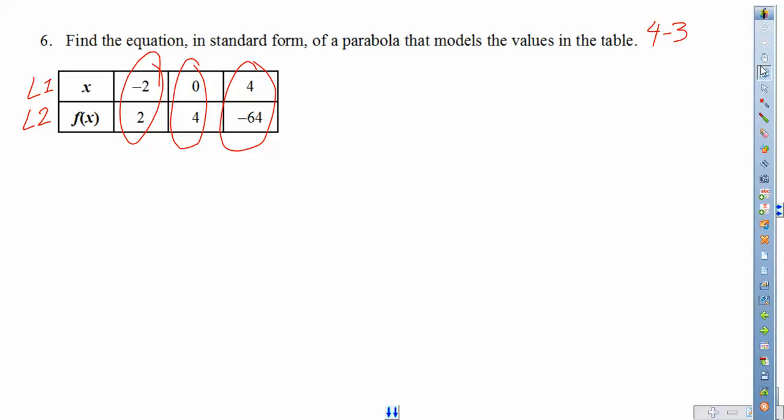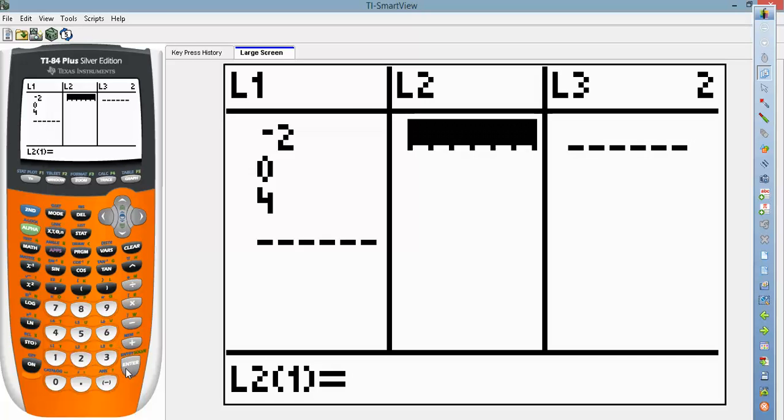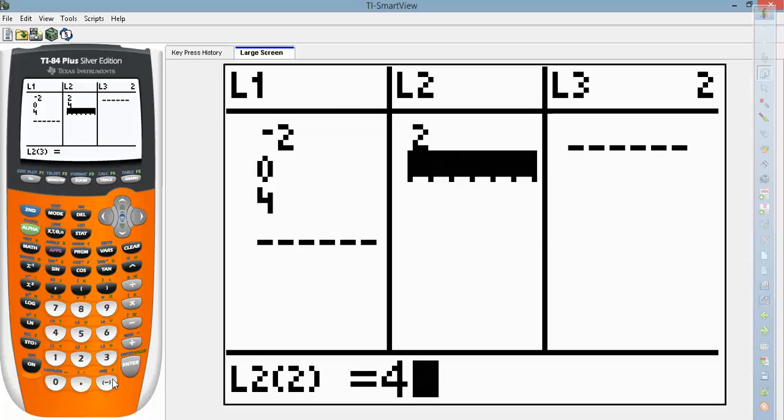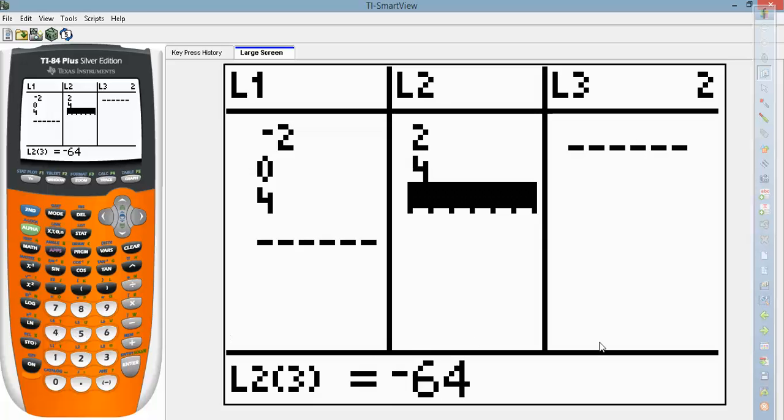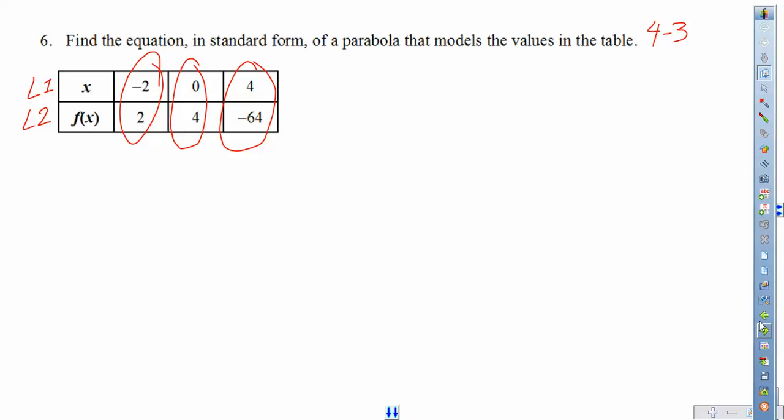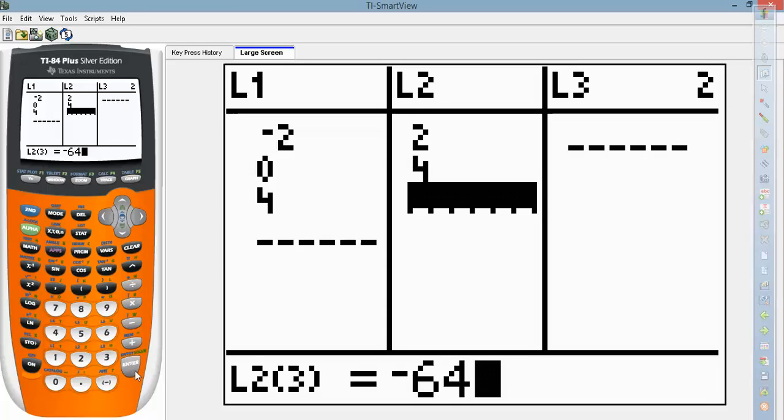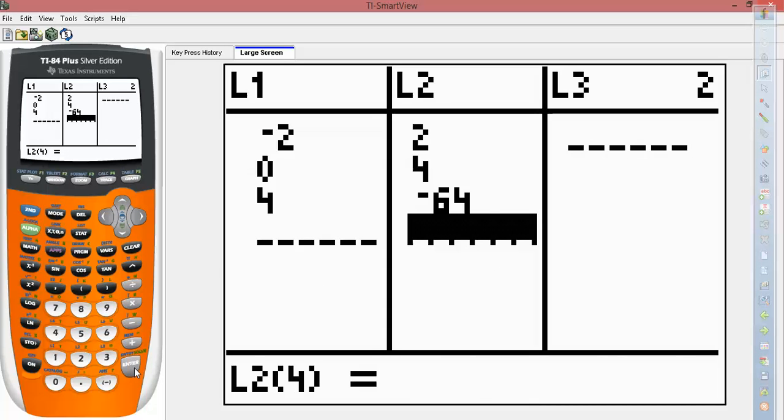2, 4, and -64. Great. 2, 4, -64. Let me double check. I wasn't sure. I forgot. Yep. Always good to double check. All right. Don't move on. See how it's not there on the list? Press enter. Now you can move on.